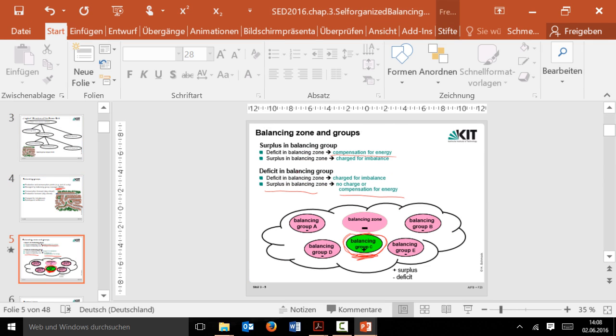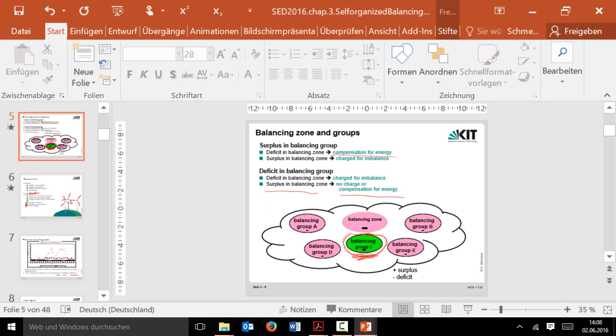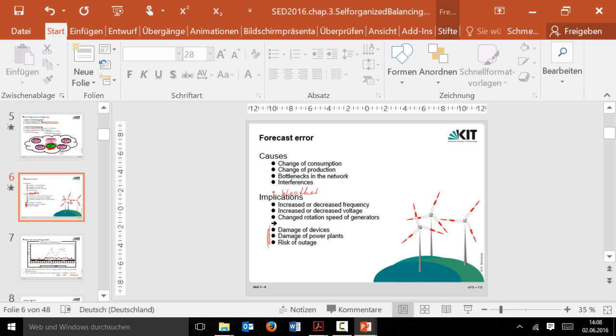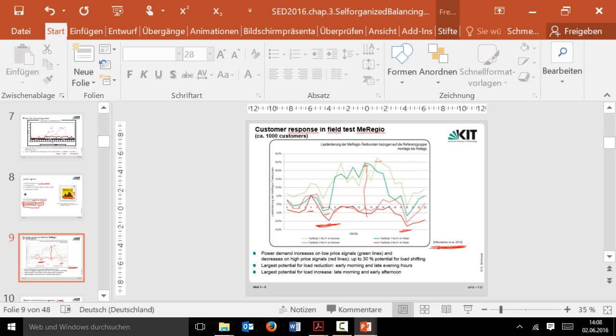We had looked at the situation of how to actually manage a balancing group, the different situations that we have there, whether the balancing zone has a surplus or deficit, the different ways of actually knowing whether you will get money for having a surplus or have to pay for that. I showed you something about customer response.